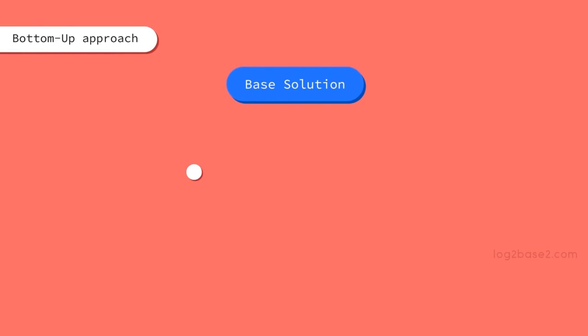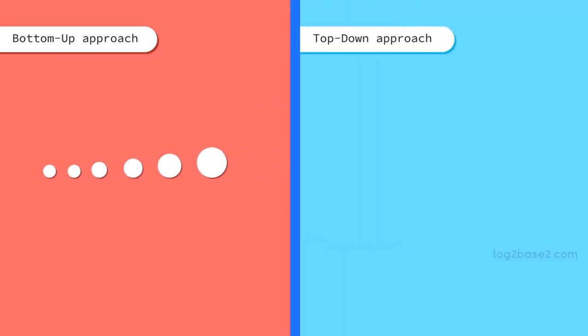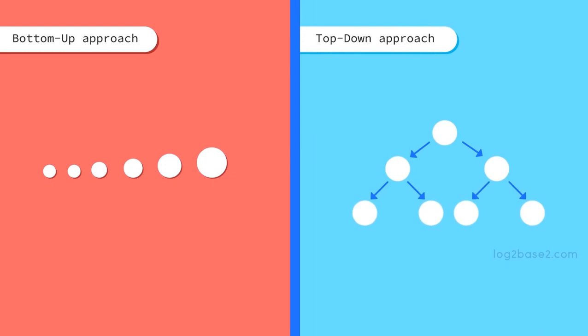In the bottom-up approach, the base solution will be taken first. From the bottom, the problem will be solved step by step like this. Finally, we will have the result of the big problem. In the top-down approach, the main problem is recursively broken down into multiple sub-problems. The breakdown will happen until the base case is reached. And then from there, the solution will be computed like this.